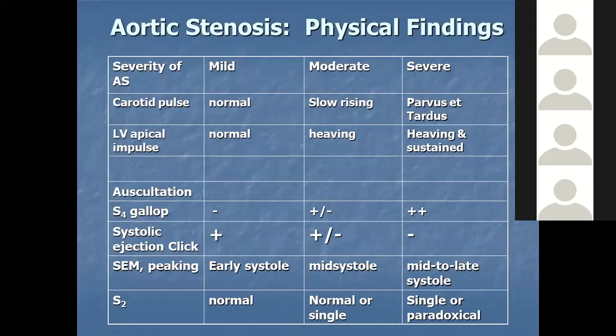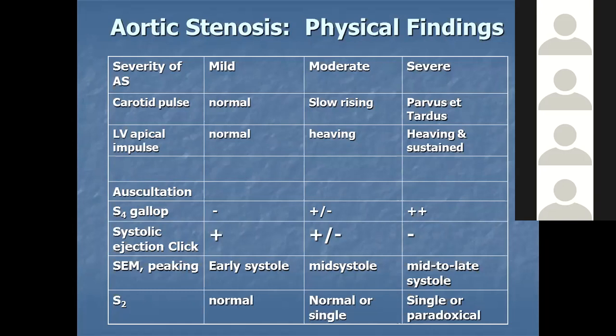When it becomes moderate, the carotid pulse becomes slow rising, and the apical impulse heaving. There is an S4 gallop, but it may not be present. There is a systolic ejection click, and it may not be present in some patients, but the systolic ejection murmur peaks around mid-systole, and S2 becomes normal or single.